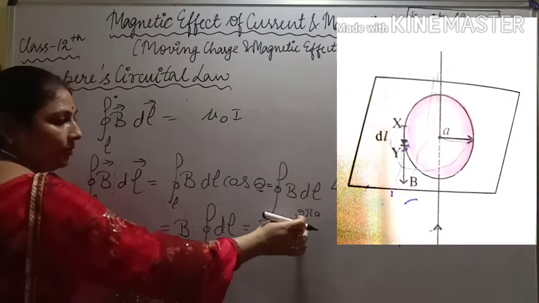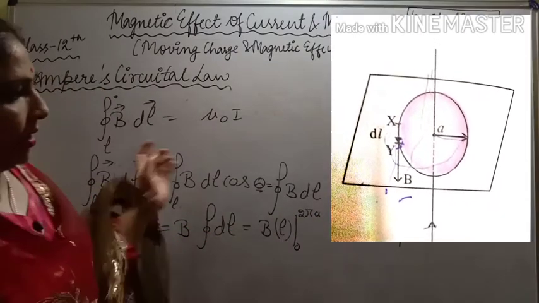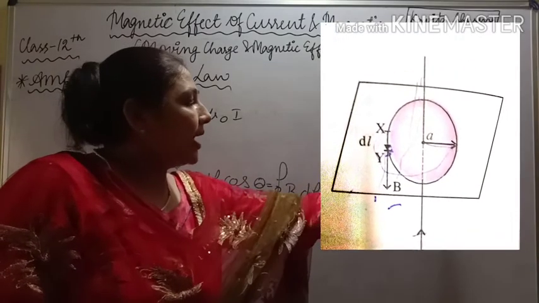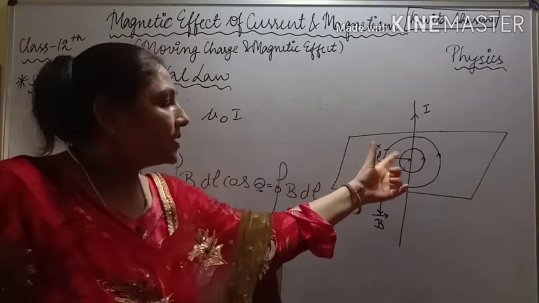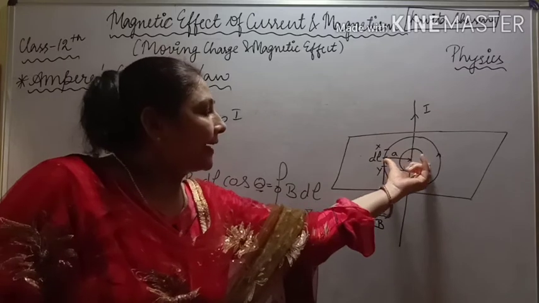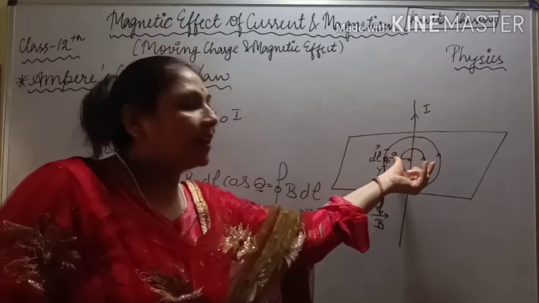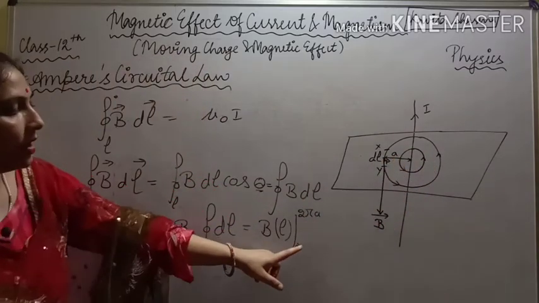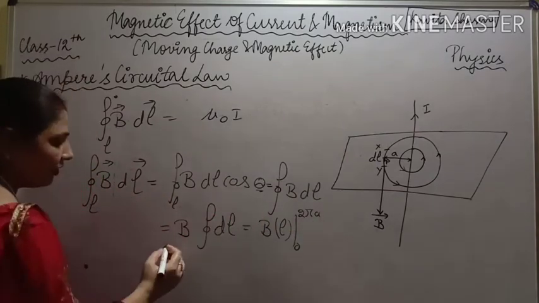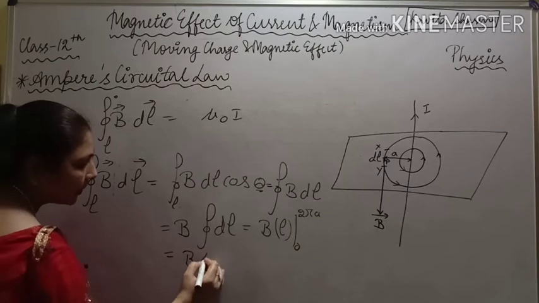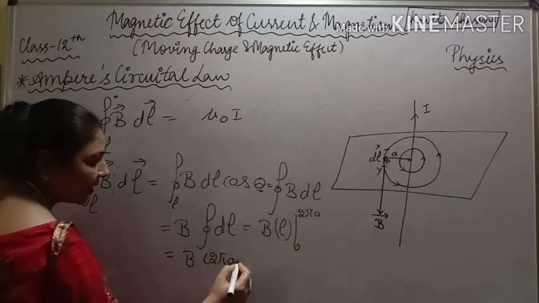Why is it taken as 2 pi a? Because dl has the limit of the circumference. It can be from 0 to the circumference of the circle whose radius is a. So we take the limit of this integration from 0 to 2 pi a, and it becomes B times 2 pi a.